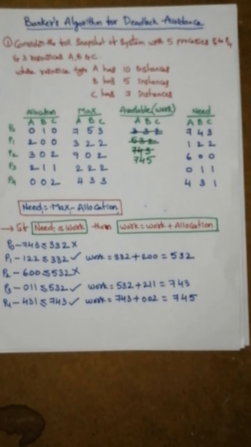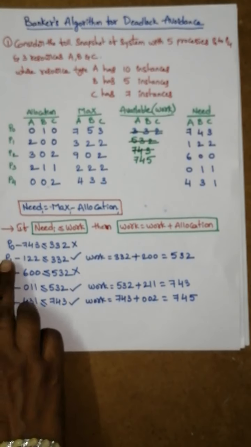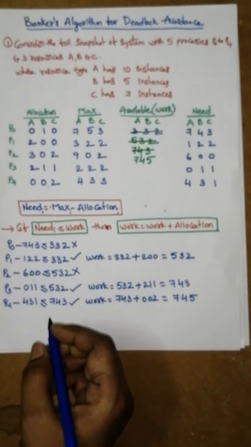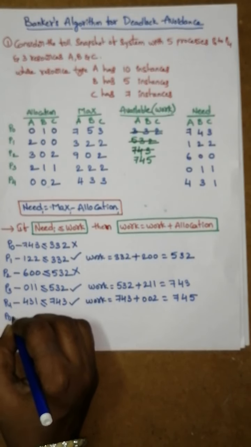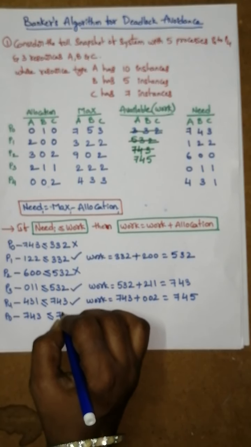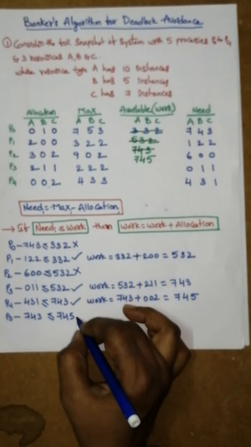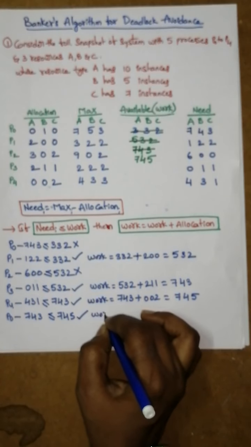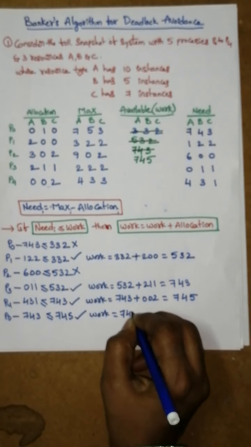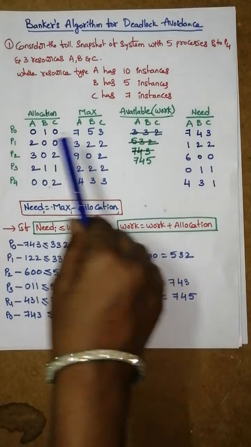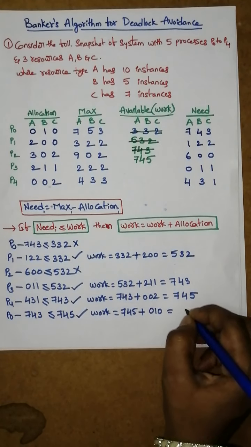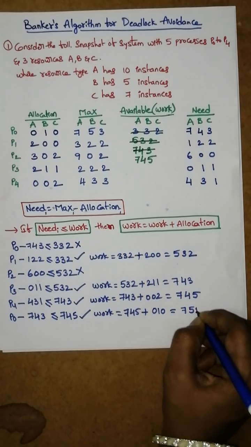So which processes have we completed? P1 completed, P3 completed, P4 completed. Now again come back to P0. P0's need is 743, less than or equal to 745, which is now available. Yes, it is less. So I'll update work: work is equal to work plus allocation of P0. So that is 745 plus 010, which is 755.